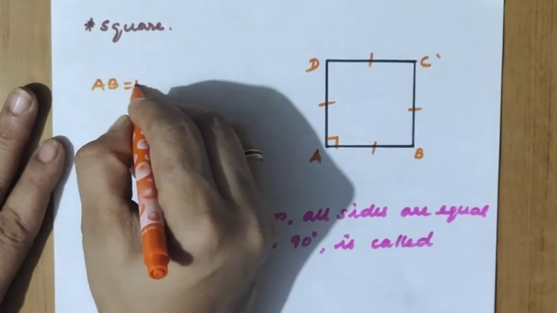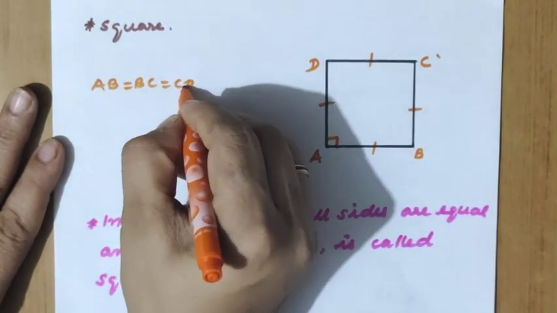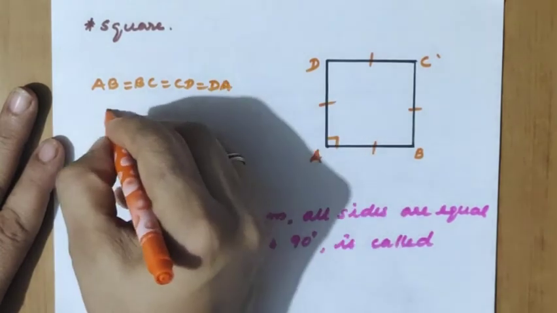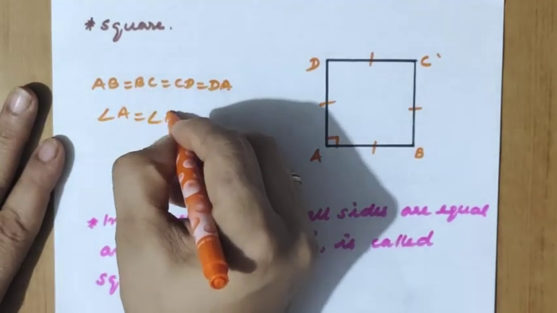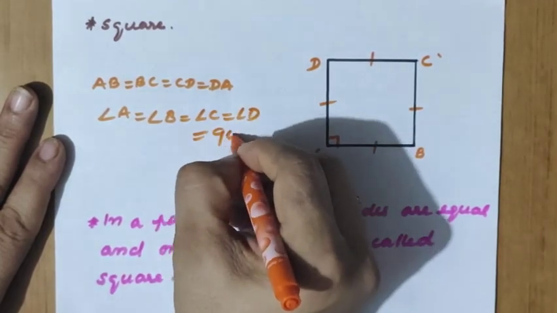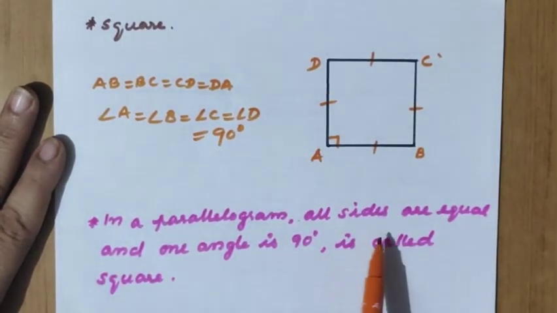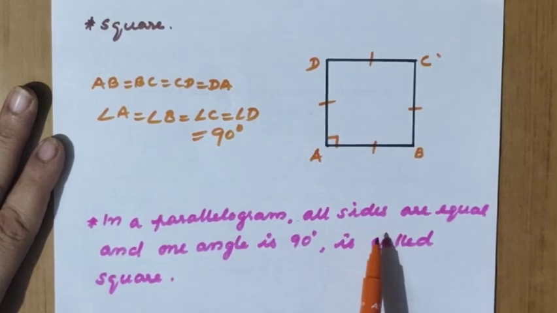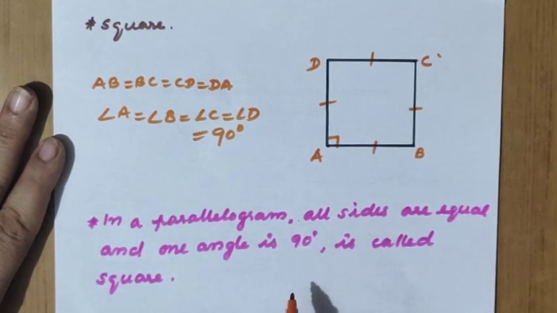AB equal to BC equal to CD equal to DA, and all the four angles, angle A, angle B, angle C and angle D, equal to 90 degrees. So the definition says that in a parallelogram, all sides are equal and one angle is 90 degrees, or we can say that all angles are 90 degrees, then it is called a square.